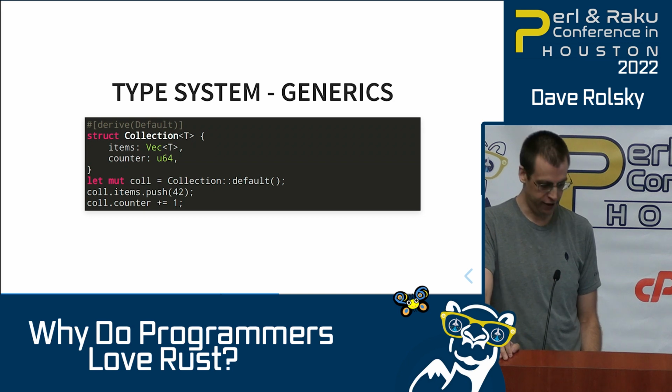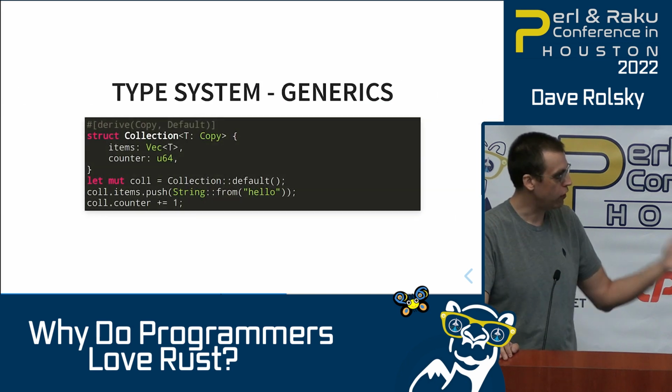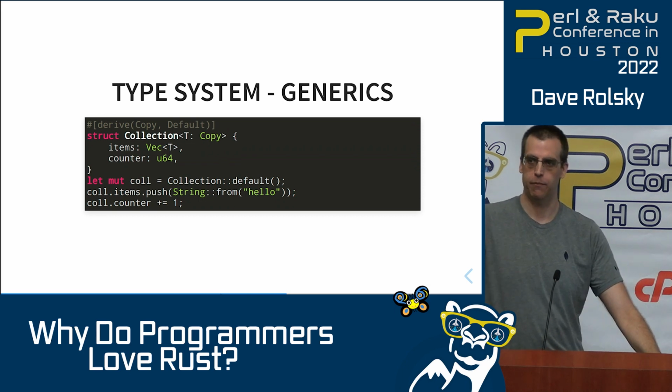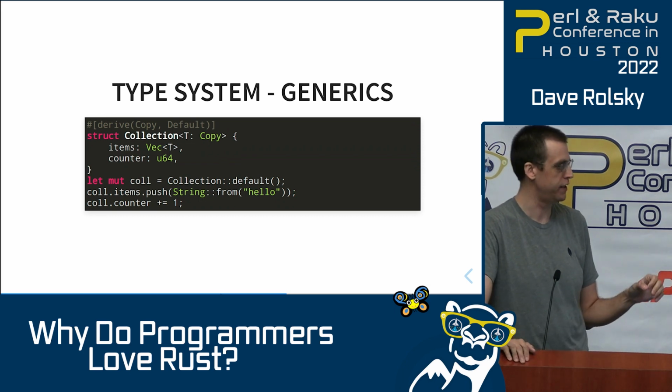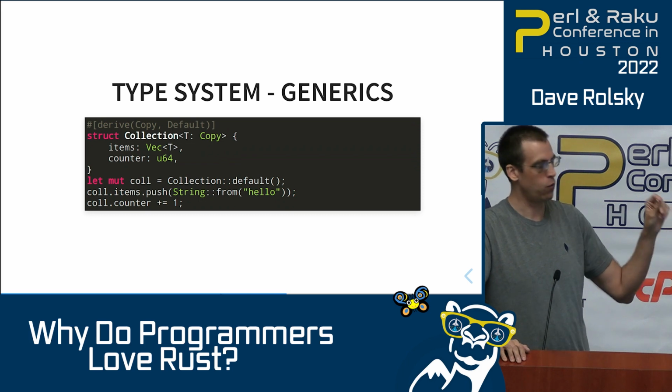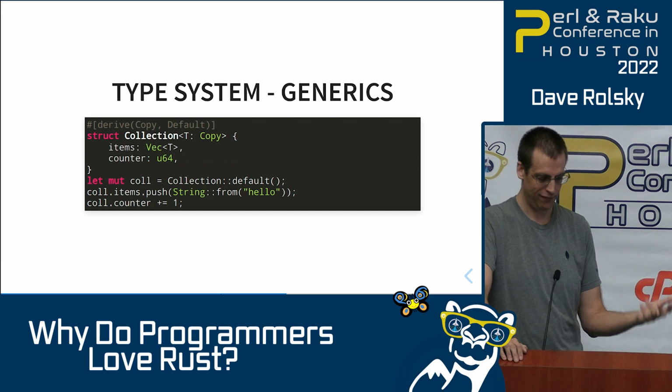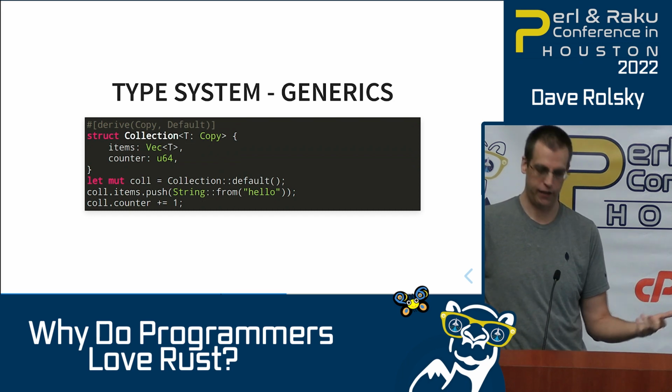And that's how we can do generics. We can also constrain the types that we use in generics to have to implement other traits. So this collection version says it only works when the type T implements Copy, the Copy trait, which is a built-in trait for things that are trivially copyable.